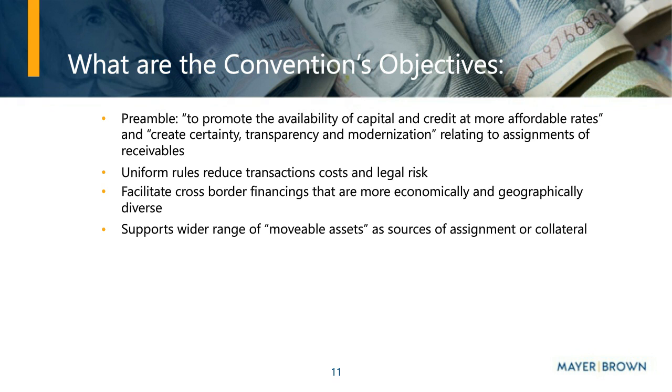I think the preamble does a good job of expressing that, to promote the availability of capital and credit at more affordable rates. And so what that means is credit is expensive, capital is expensive. And once you get into the realm, as Alex mentioned, of cross-border transactions, those are very complex and can be very uncertain. And so the preamble continues to create certainty, transparency, and modernization.